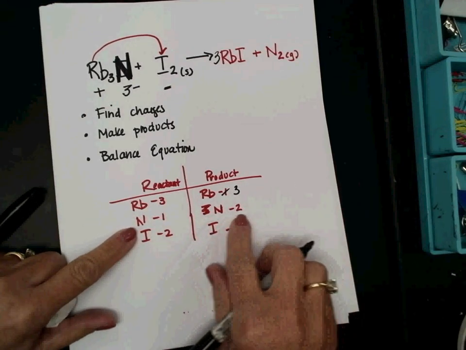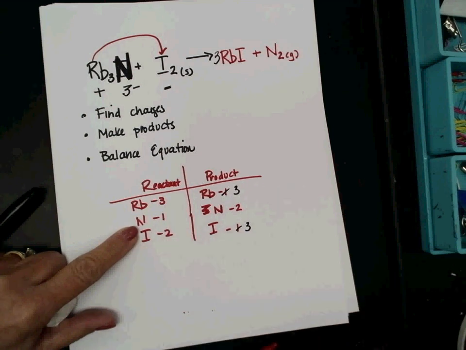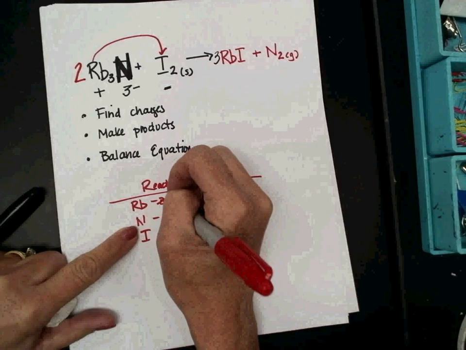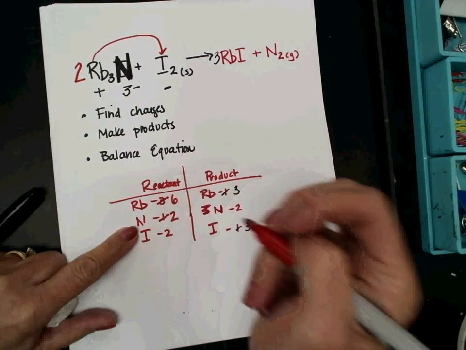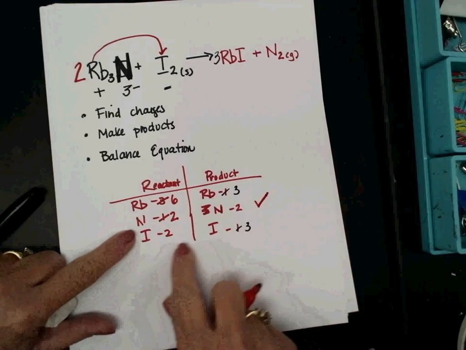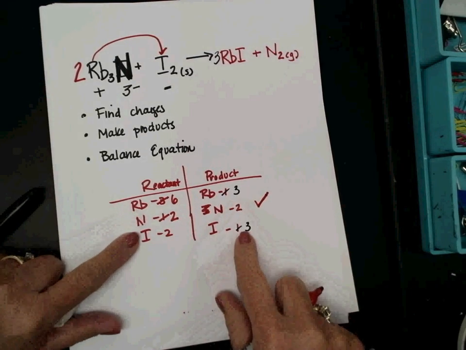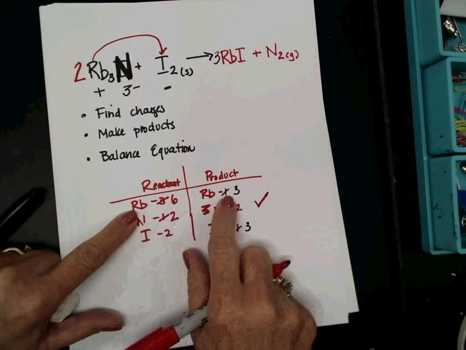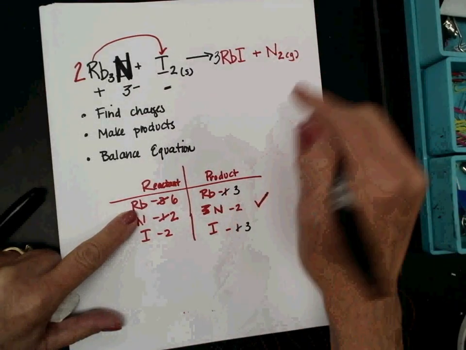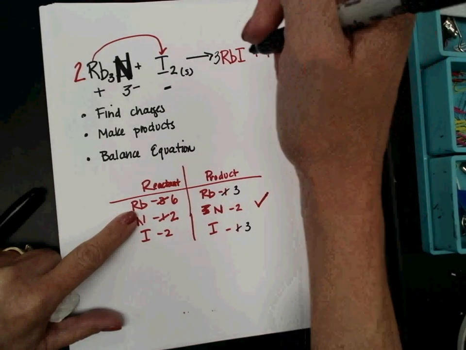So let's keep moving. Let's look at our nitrogen, 1 to 2. So I want to make this a 2. To do that, I have to put a 2 out in front here, which now makes my rubidium a 6, my nitrogen a 2. So this is balanced. My I's and my Rb's are still not balanced, so I'm going to look up here and I'm going to go 6, 3. Okay, they have a common multiple.